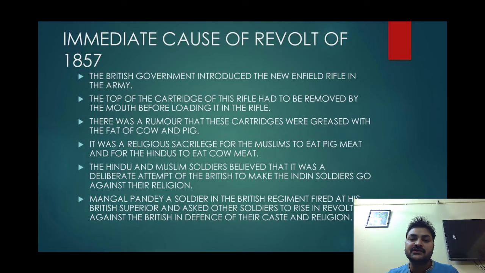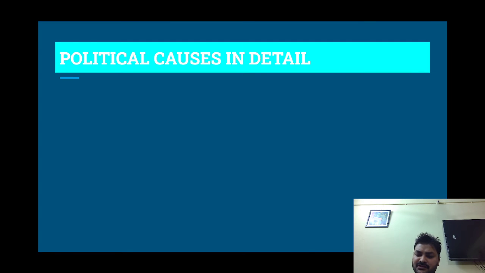They revolted. Soldiers revolted. Initially, there was a soldier named Mangal Pandey in the British regiment. He fired at his senior and he killed his senior. Though he was hanged, understand that he fired against his senior. It was in Meerut. He was working with the 34th Native Infantry. He killed him, though he was later on hanged. So these are the certain immediate causes.